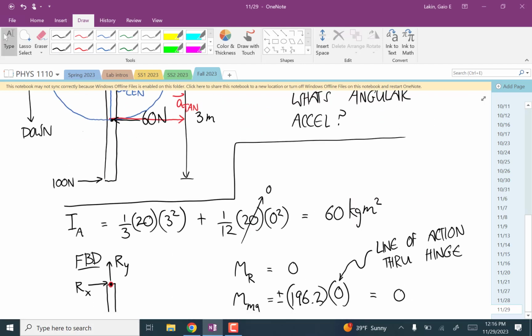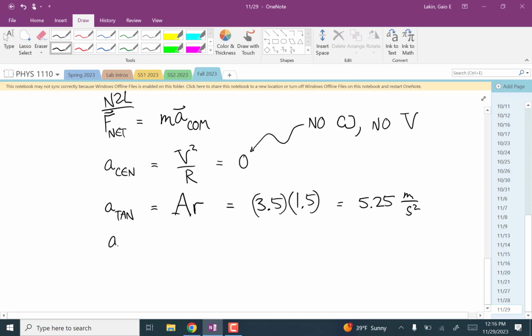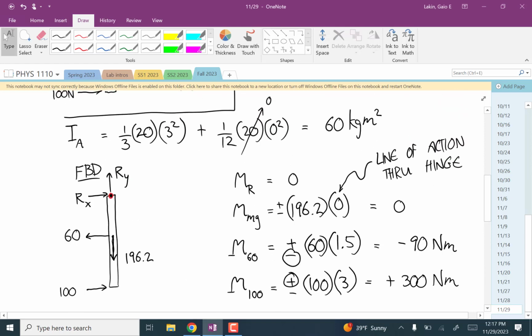We figured out that the tangential acceleration is to the right. That's the positive x direction. So the tangential acceleration is 5.25, 0. And since there's no centripetal acceleration, this is the total acceleration of that point. And so now we can go to Newton's second law and add up all the forces.